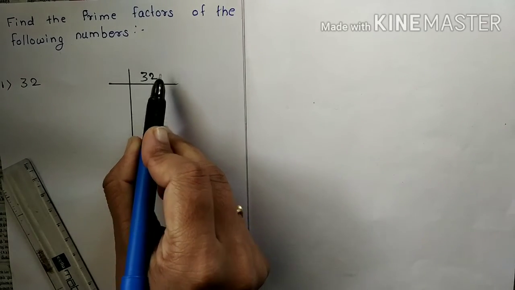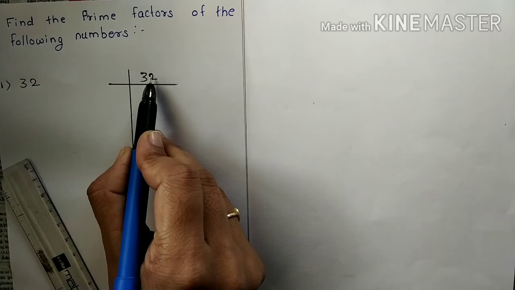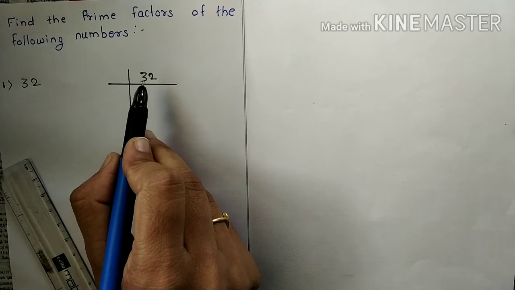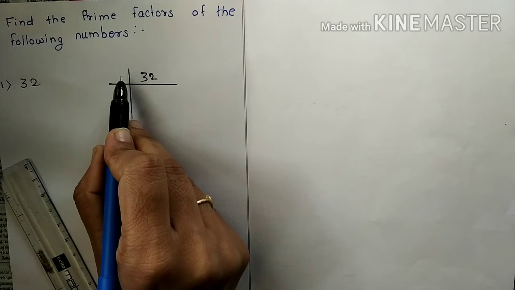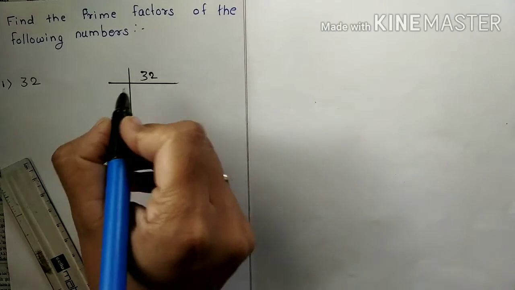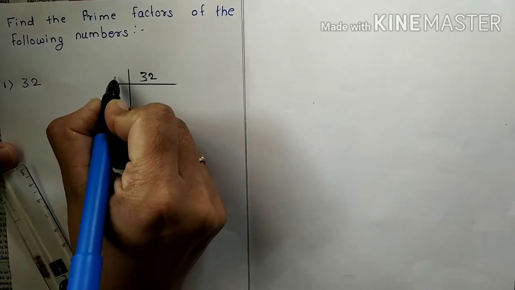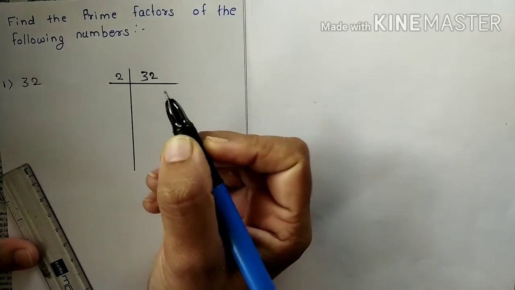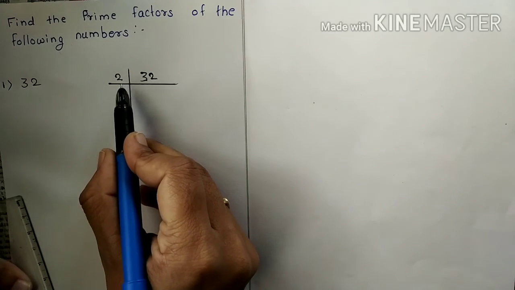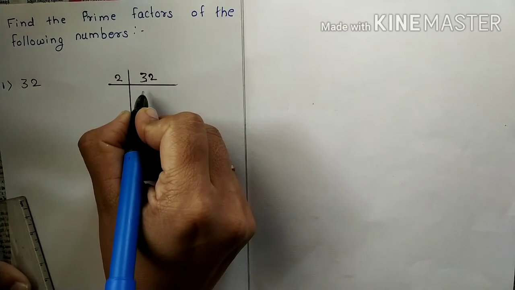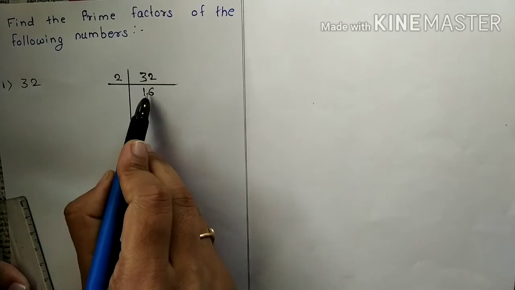Here the last digit of 32 is 2. That means 32 is divisible by 2, and 2 is a prime number. From this side we can write only prime numbers. So 32 is divisible by 2. Therefore write here 2. When we divide 32 by 2, we get 16. That is, the quotient is 16. Write 16 here. That is, 2 16s are 32.